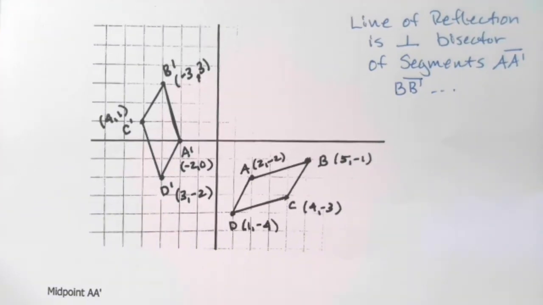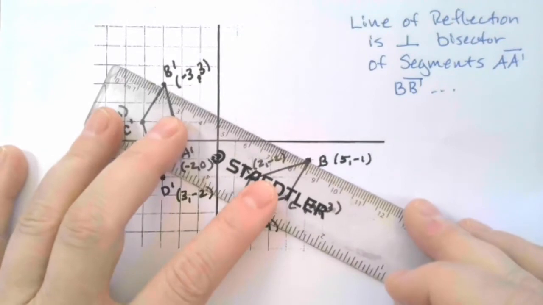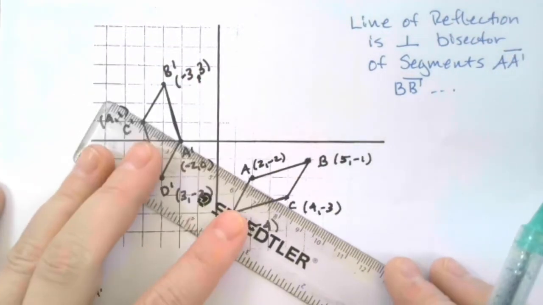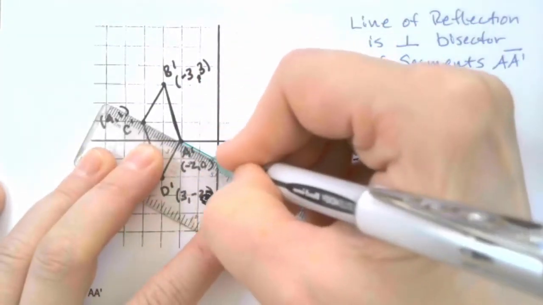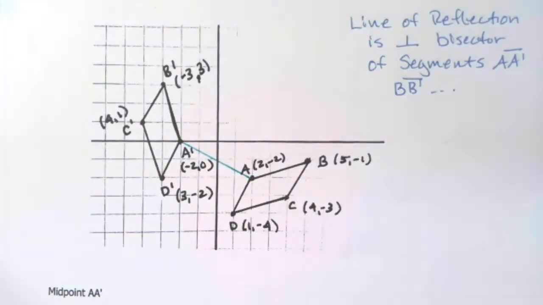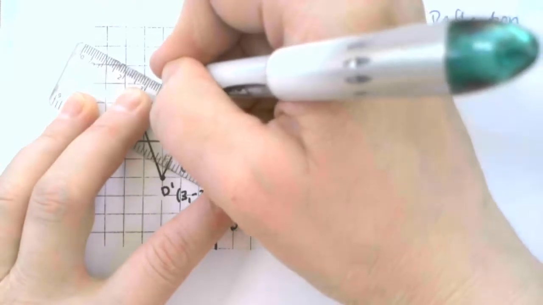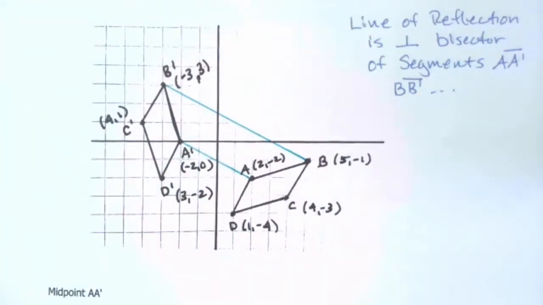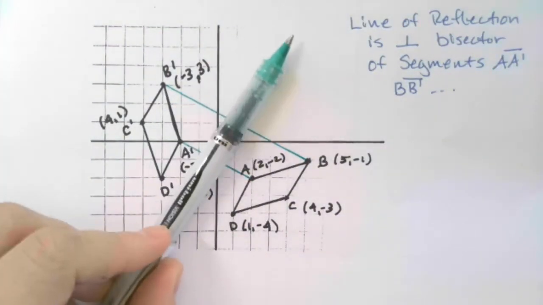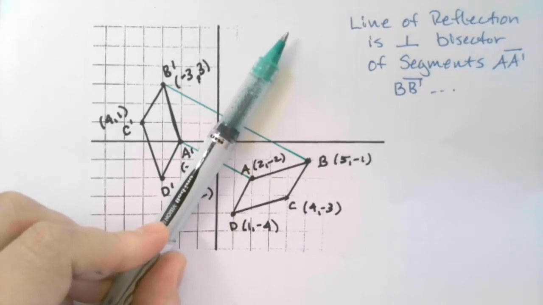So first thing you want to do is, if you have a visual, draw a line. If you don't, you can just use the formula. But we're going to draw a line from A to A prime. And we're going to draw a line from B to B prime. Now our line of reflection is going to be the perpendicular bisector of those two segments.